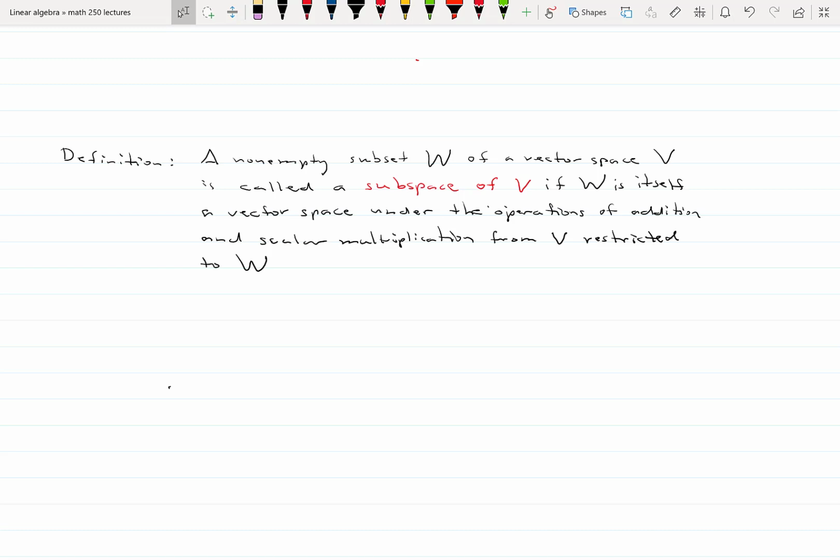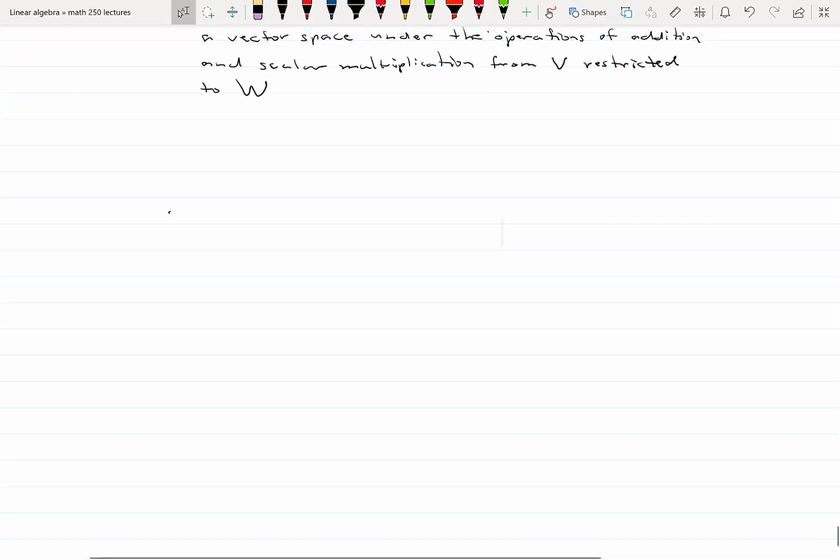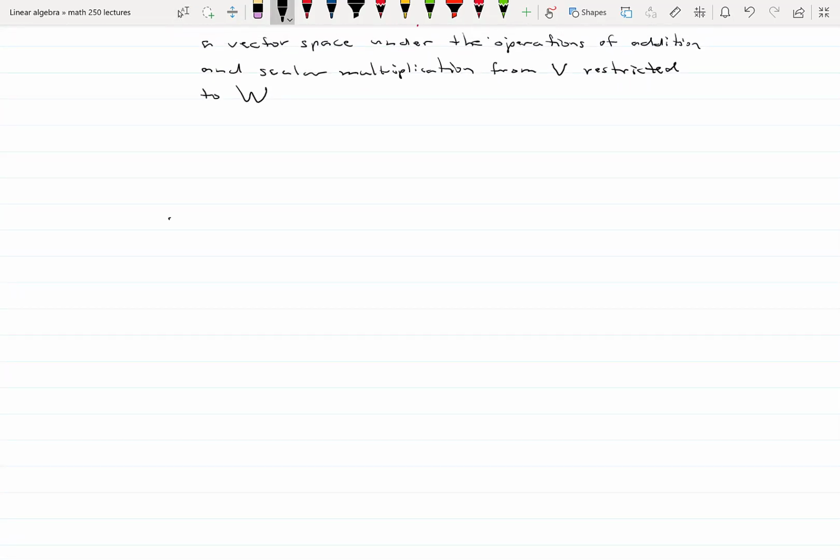Okay, so if we have a non-empty subset of vector space V and it is itself a vector space with the same operations as we have on V, the same 2 operations we have on V, then we call it a subspace of V. Okay, so let's take a little bit of a look at an example.